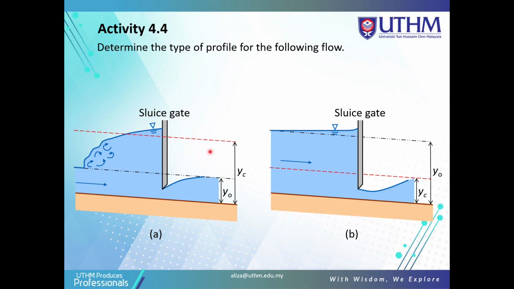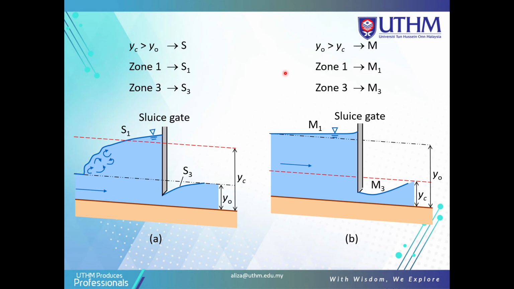So in your final, I will give you this figure, and you can explain based on this figure, and also this figure. This is the sluice gate. Why is Y not here and why is YC here? You can explain based on YC being more than Y not. So this is the S profile.